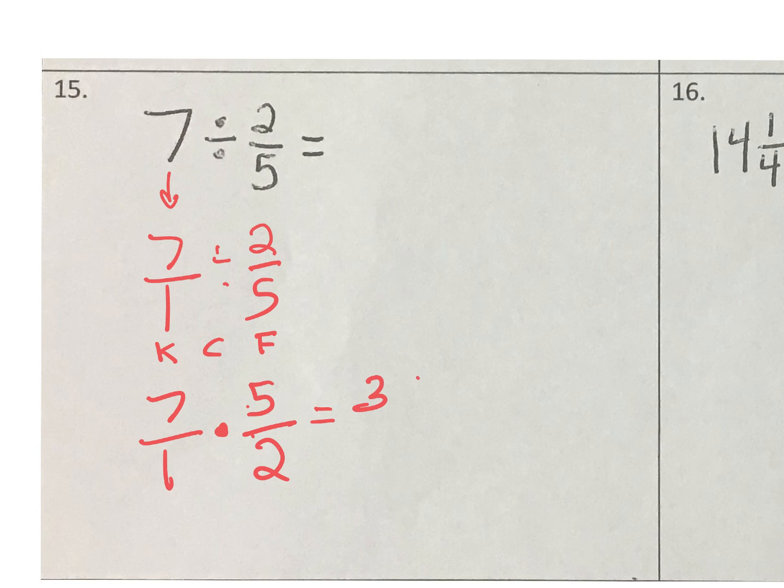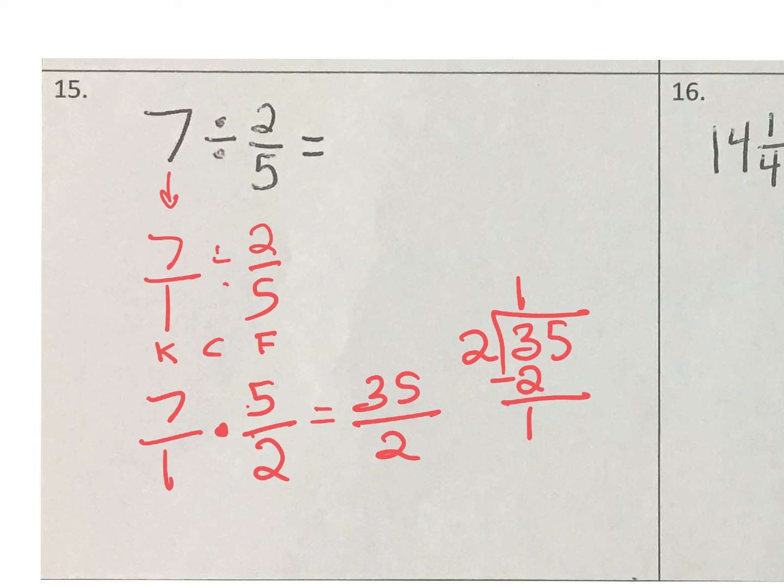7 times 5 is 35. 1 times 2 is 2. Now 2 goes into 2, but 2 can't go into 35. So I can't simplify it, but I can turn it into a mixed number because this is improper. So I go 35 divided by 2. 2 goes into 3 one time. Subtract that out. Then I bring down my 5. How many times does 2 go into 15? Well, 7. 7 times 2 is 14. Subtract that out, leaves me with 1.